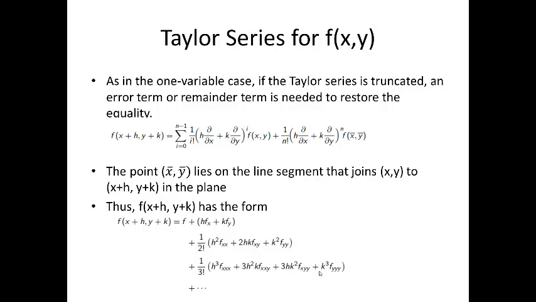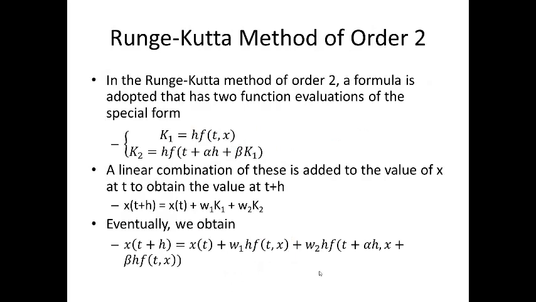There are a couple of special cases in terms of f of x plus h comma y and f of x, y plus k, which you can find on page 312 of the text. Anyway, let's look at the Runge-Kutta method of order 2, which is what we're here for. In the Runge-Kutta method of order 2, a formula is adopted that has two function evaluations of special form.